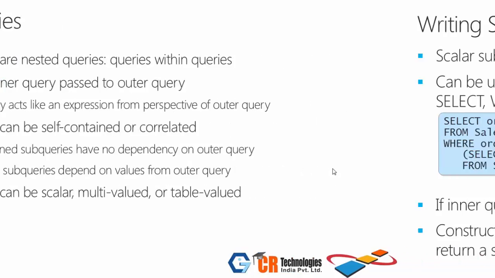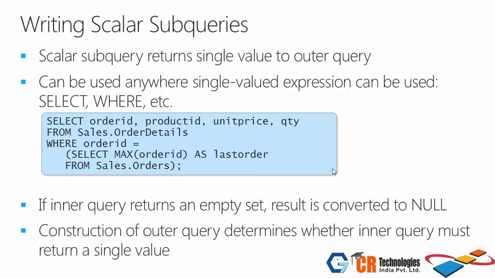Now, writing scalar subqueries. A scalar subquery is an inner select statement within an outer query written to return a single value. Scalar subqueries may be used anywhere in an outer Transact-SQL statement where a single valued expression is permitted, such as in a select clause or a where clause or a having clause or even a from clause. To write a scalar subquery, you need to denote a query as a subquery. You need to enclose it in parentheses like you can see in the example on the slide.